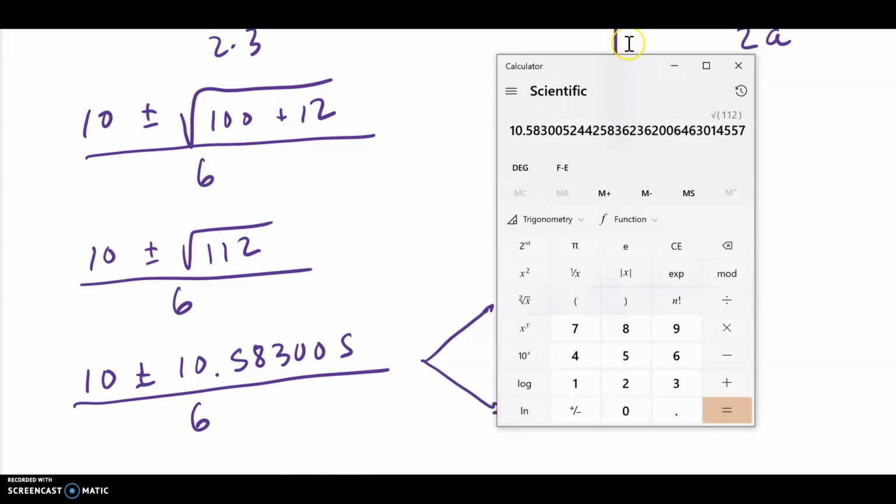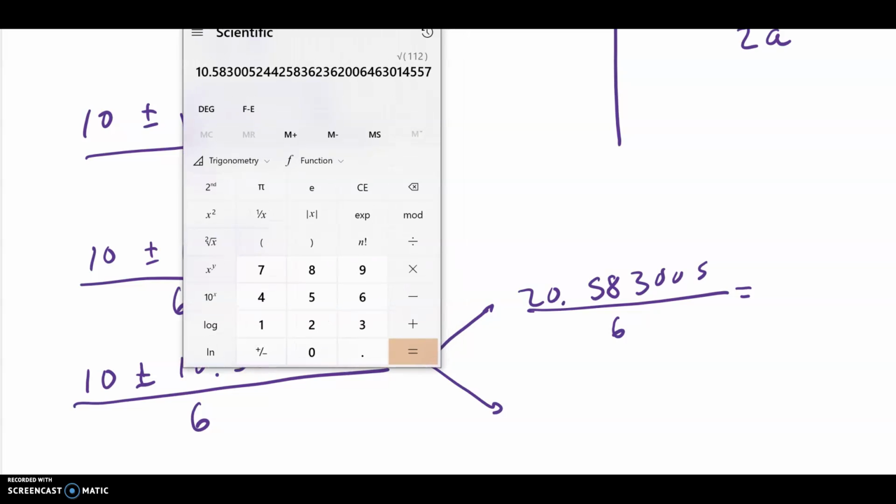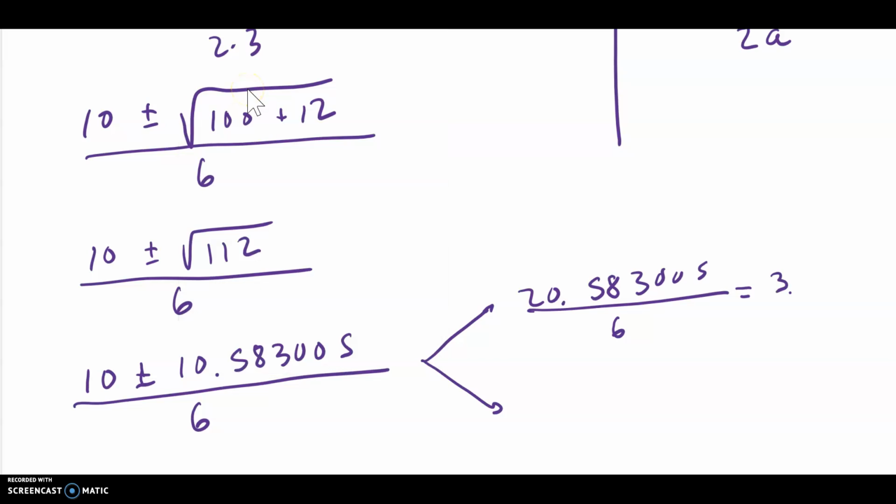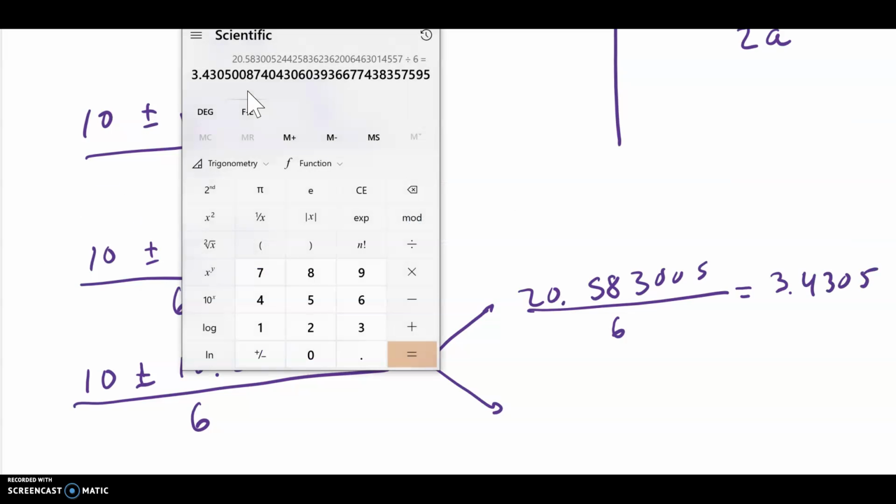Got to divide by 6. So I've got my 10.583. I'll just add 10 to that. Okay, I've got 20.583005, etc. Divide that by 6. Okay, now I've got 3.4305, etc. Yeah, 3.4305. Okay, now that's one of my answers.